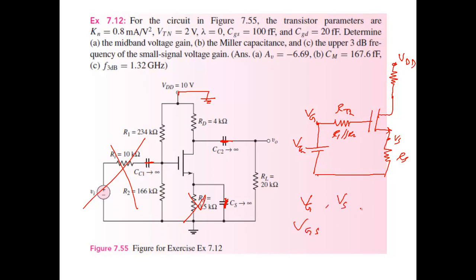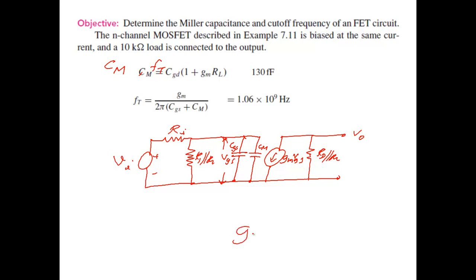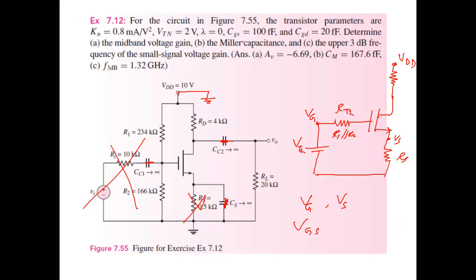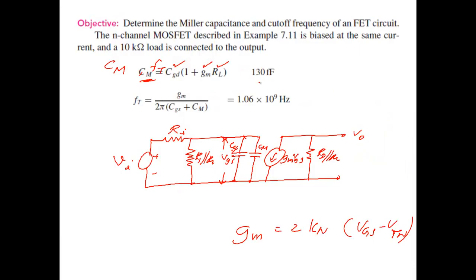Once you know that, gm will be equal to 2 Kn (VGS minus VTN). Once you know this, gm and RL are all known, so CM can be easily found. CGD is not given in this one, I think, but CGD should be given. You can take CGD as 25 femtofarad. Substitute that, and you can find it straight away here. Is that okay?